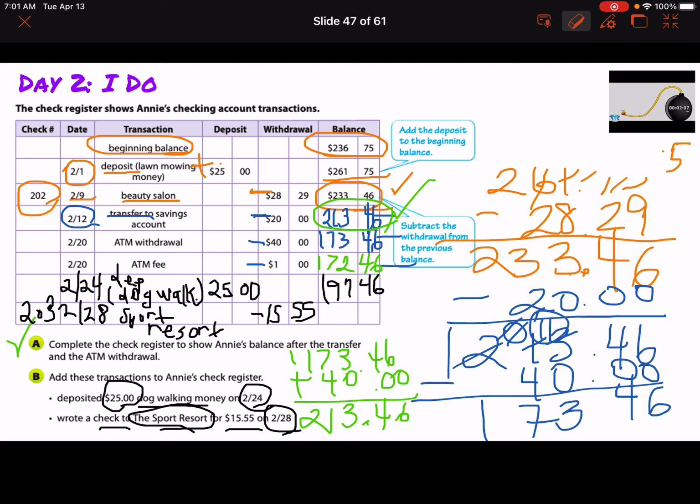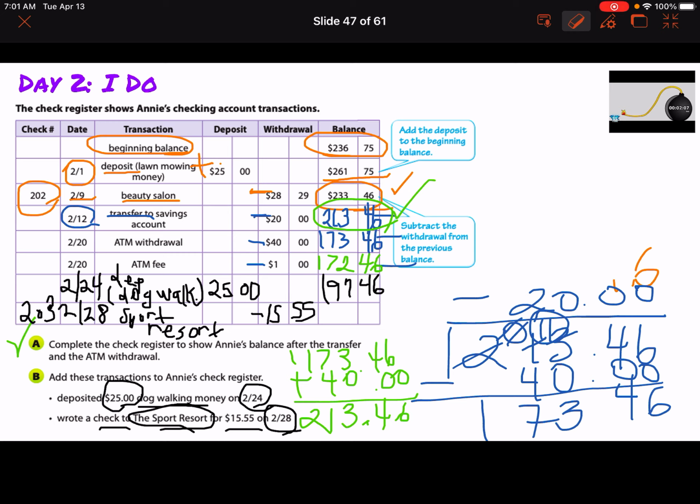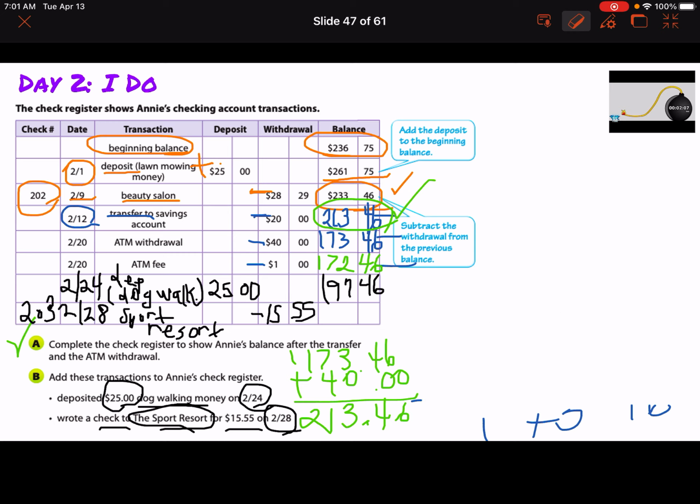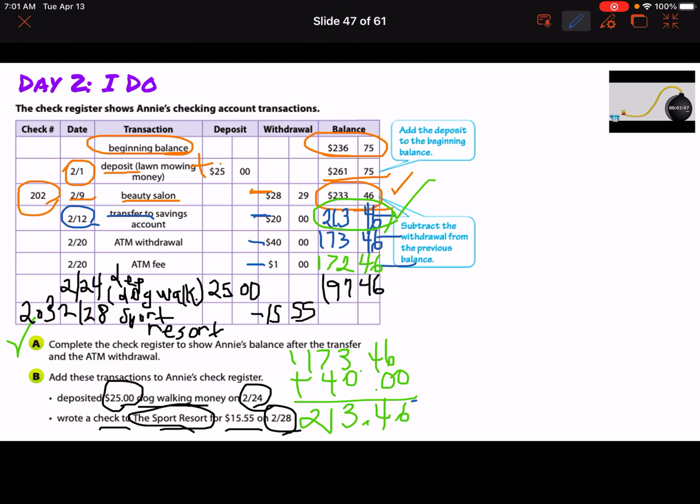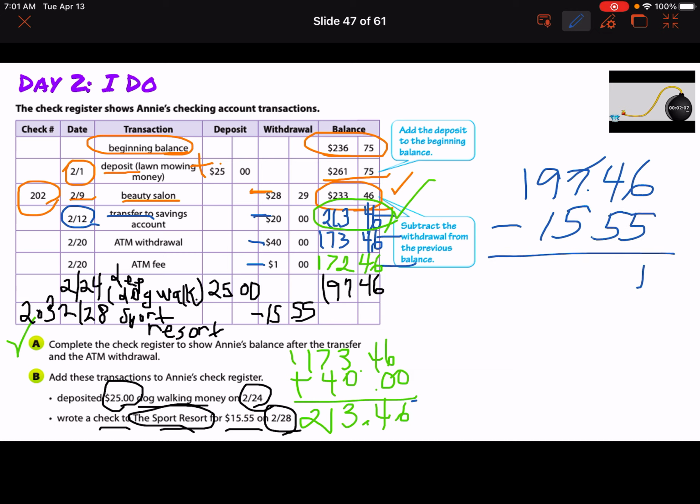I'm going to erase a little bit of my work. So we have $197.46, and with withdraw $15.55, giving us a total balance of $181.91. So Annie's total balance is $181.91.